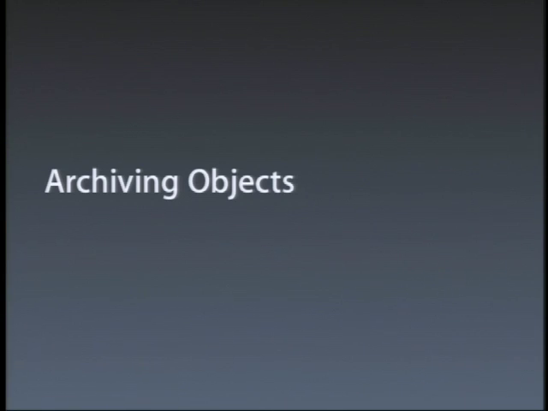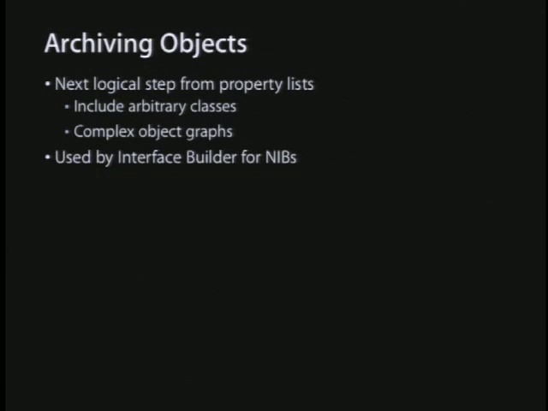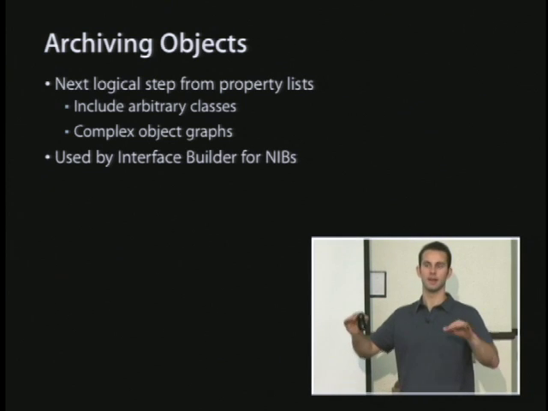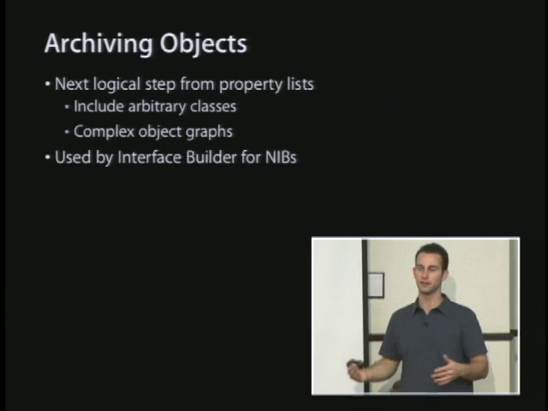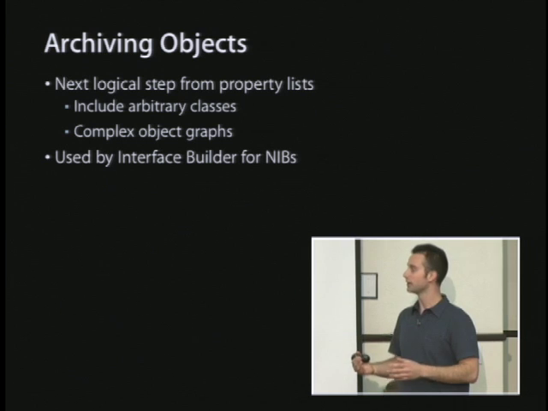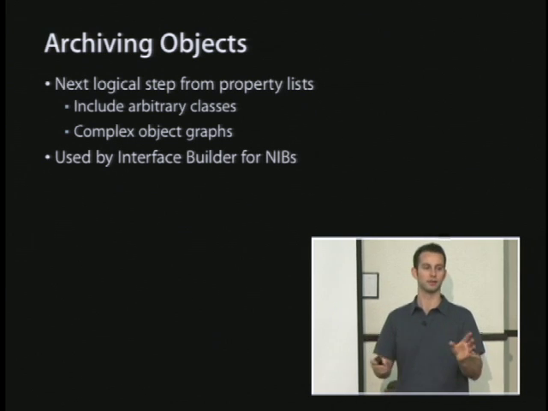So as I mentioned, in addition to property lists, we have a more heavyweight solution called object archiving. This is basically one step up from property lists. We can add custom objects that you write, or maybe the ones that come with UIKit that you want to serialize into these files. And you can actually do complex object graphs, like cycles and loops.